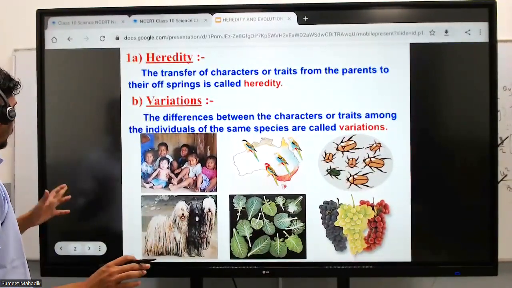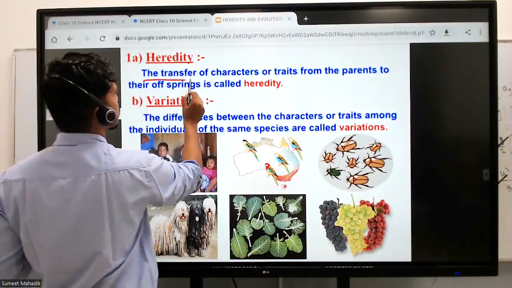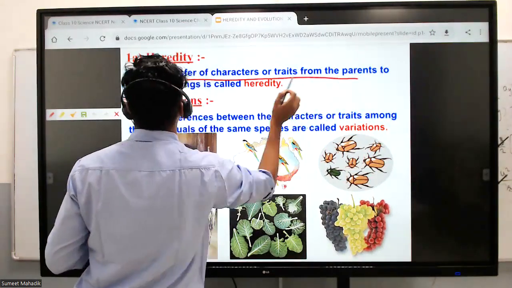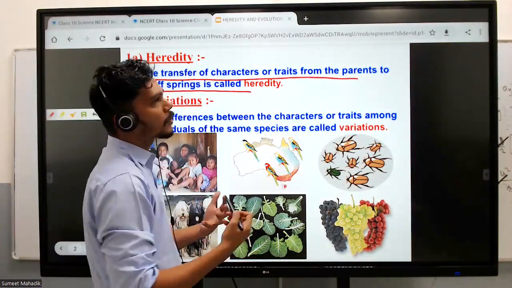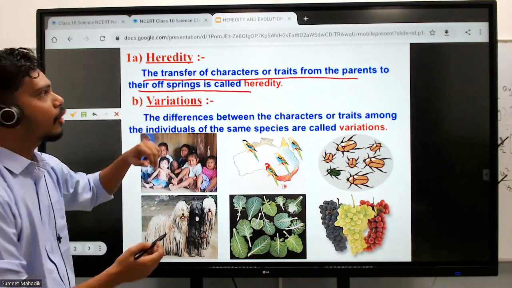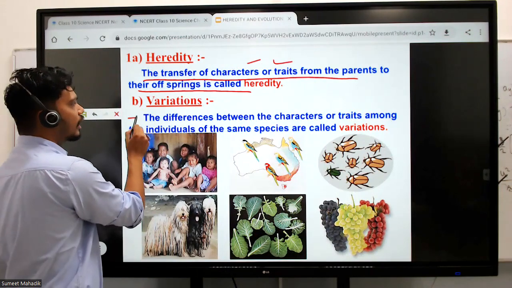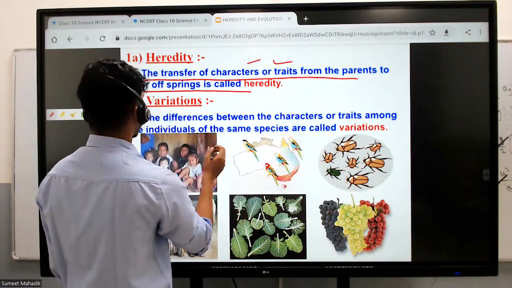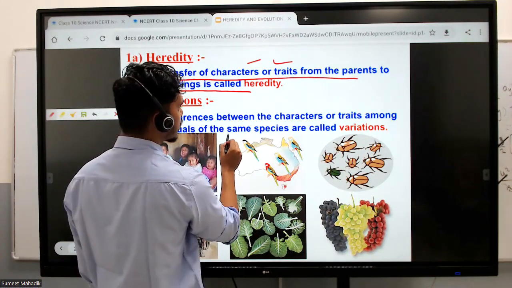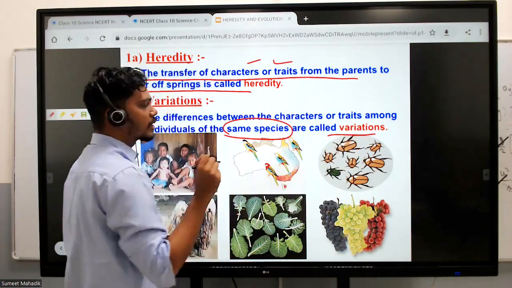As I told you, we're going to start with the PPT. So here is the PPT. What is heredity? The transfer of a character or trait from the parent to the offspring. What is offspring? The children or fetus that is going to be born. Character or trait; traits are not a group of characters. Now variation: the difference between the characters or traits among individuals of the same species is called variation. The species has to be the same.